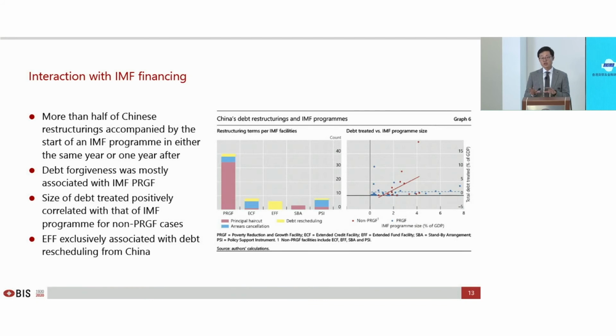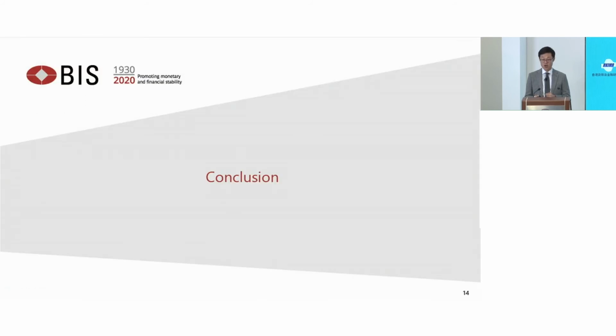restructuring. Here I also look at the interaction between China and the IMF programs, and just want to highlight one point, which is that the size of debt treated by China is positively correlated with that of the IMF program for non-PRGF cases, so not for the highly indebted poor countries. This is the red upward sloping line represented on the chart.